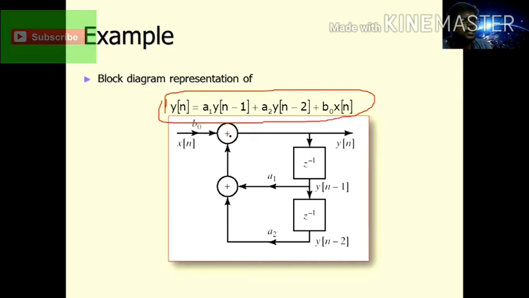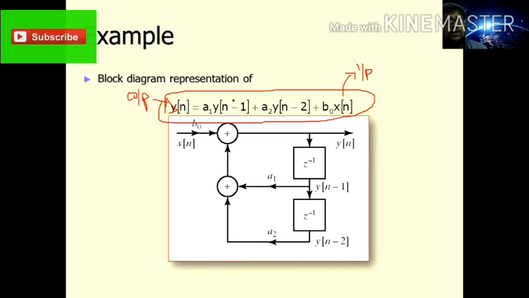Now listen. y of n is your output. First you have to identify which one is the output and which one is the input. y of n is the output. x of n is your input. What about y of n minus 1 and y of n minus 2? These two are the delayed output sequences.